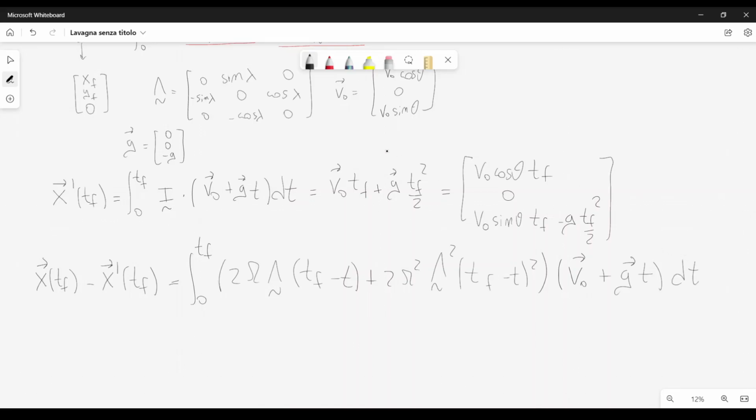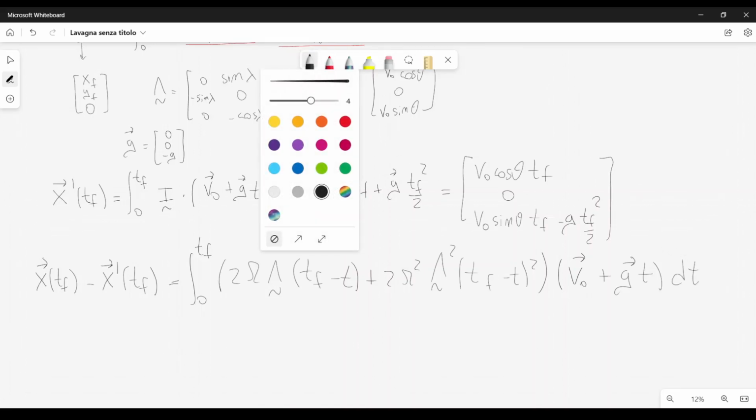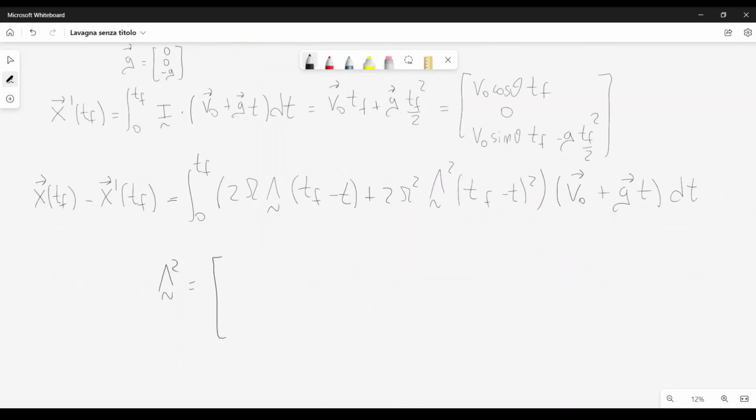Now let's calculate the matrix lambda squared. We have to multiply these two matrices: 0, sine lambda, 0, minus sine lambda, 0, cosine lambda, 0, minus cosine lambda, 0.